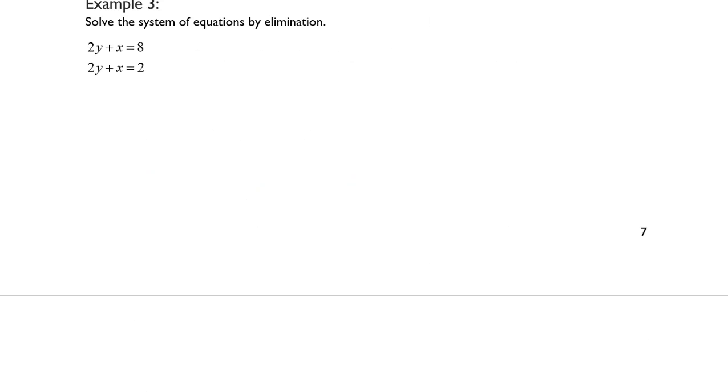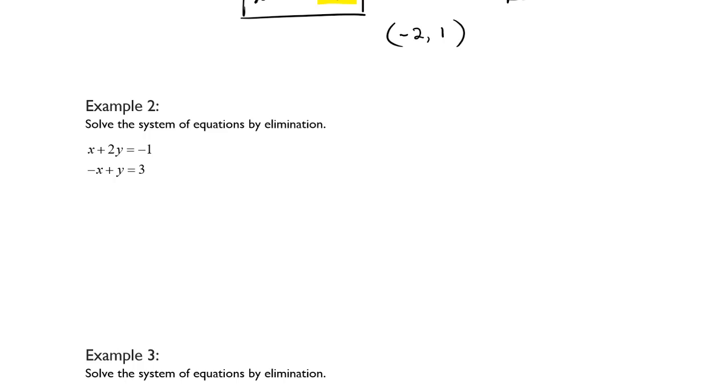Let's look at example 2. We need to solve the system of equations by elimination. The system is x plus 2y equals negative 1 and negative x plus y equals 3. Looking at the system, I don't even need to find a value to multiply one of the equations by because I notice that the x term is opposite. So I'm going to just add them together, term by term. X minus x goes to 0. 2y plus y is 3y, and negative 1 plus 3 is 2. Y is equal to 2/3.